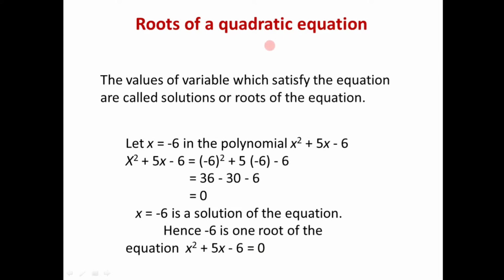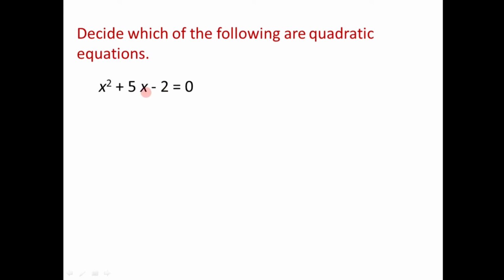We have to use this concept to solve some examples. Let us have the question. Decide which of the following are quadratic equations. So there are some examples given. So the first equation is given here, x square plus 5x minus 2 is equal to 0.